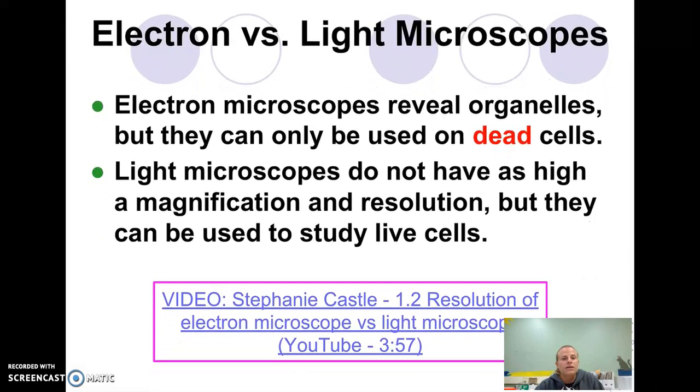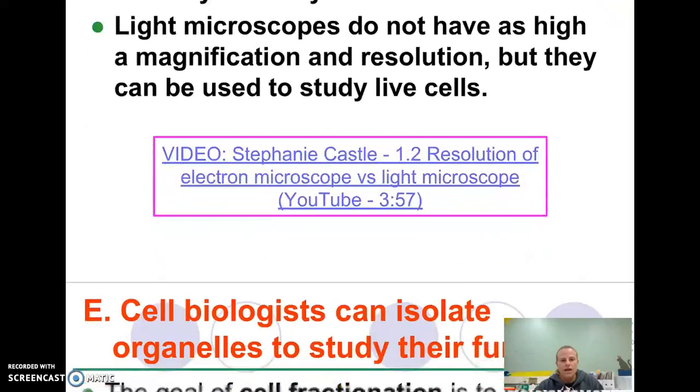But unfortunately, because electron microscopes use electrons to pass through the organism in order to create the image, they can only be used on dead cells, whereas light microscopes only use light. So although they don't have as high a magnification and as high a resolution as the electron microscopes do, they can be used to study live cells.